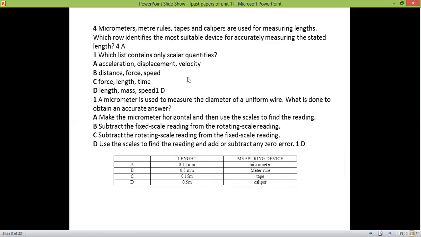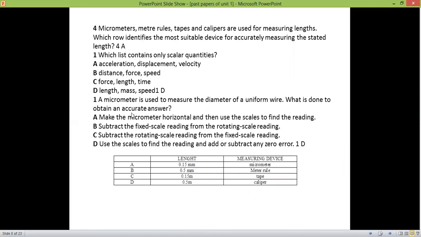Next question. Micrometer, meter rule, tape, calipers are used for measuring length. Which row identifies the most suitable device for accurately measuring the stated length? Over here, lengths are stated. A is the correct answer because micrometer gives the reading in millimeter. The rest are incorrect.